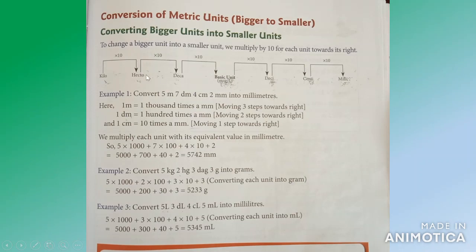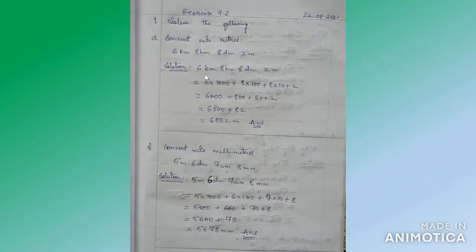And then from hectometer we have to multiply by 100. Alright, so same thing here also as we have done in the example. So same thing we have to do here also. 6 into 1,000 plus 8 into 100 plus 8 into 10 plus 2. So 6,000 plus 800 plus 80 plus 2. So we will have the amount 6,800 plus 82. So we'll get the amount 6,882 meter. That's the answer.